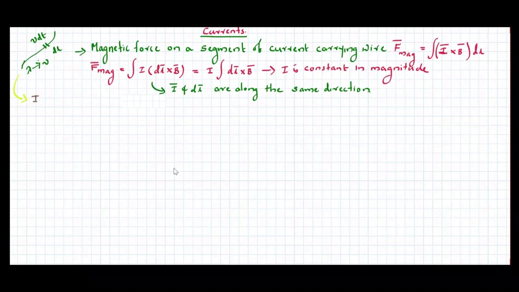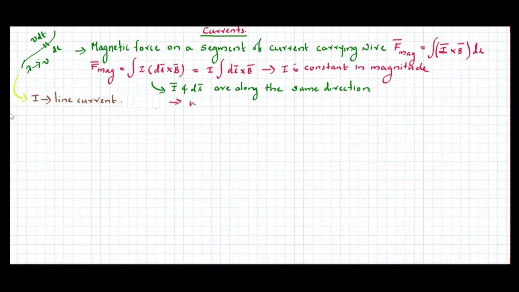Now this current is called line current. Line current happens when a line charge lambda moves with velocity v along a wire. In another way, we can say that when the charge flows over a line, we can describe it by line current.